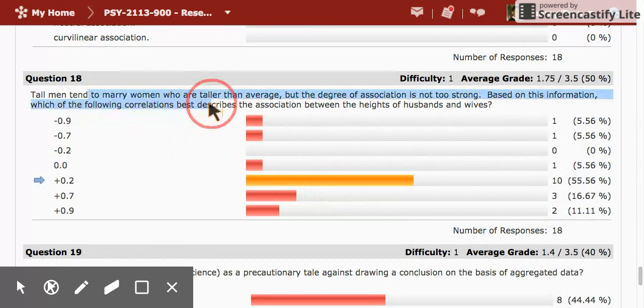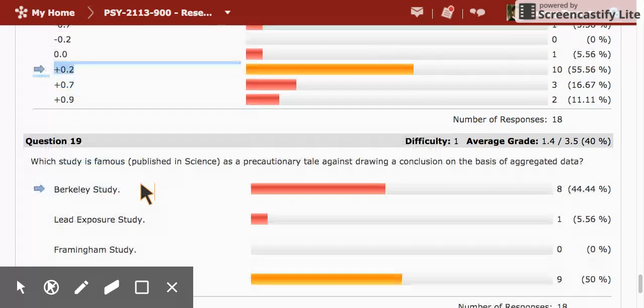Question 8. Tall men tend to marry women who are taller than them on average, but the degree of association is not too strong. Which of the following best describes the association? Well, we know it's positive, because they say that. So the degree of association is not strong. Tells you the value should not be that different from 0. And tall men tend to marry taller women on average, so that's a positive rather than negative. So the closest answer would be plus 0.2.